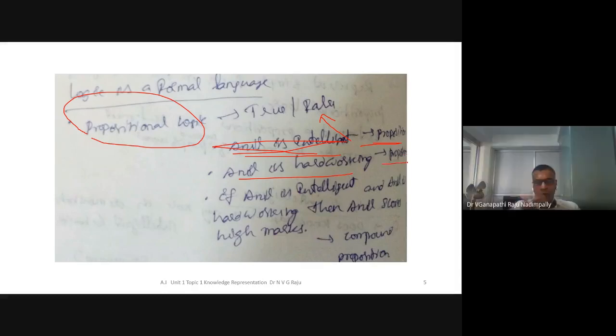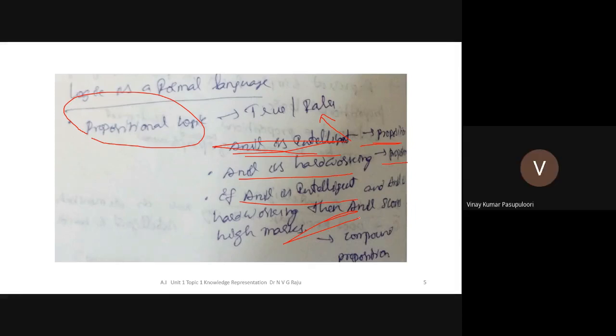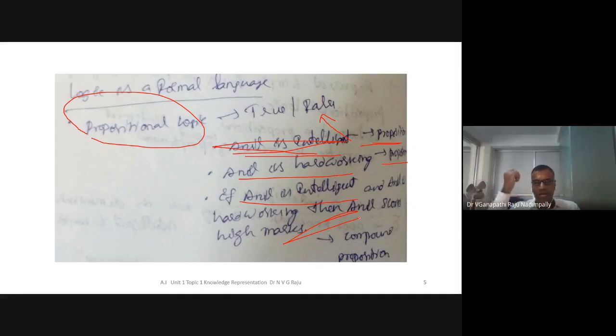Yes, sir. Now, if I combine these two statements, Anil is intelligent and Anil is hardworking, how can I interpret them? If I ask you to give me knowledge from these two statements, what is your inference? I have given you two statements: intelligent and hardworking. Please, a little bit louder.